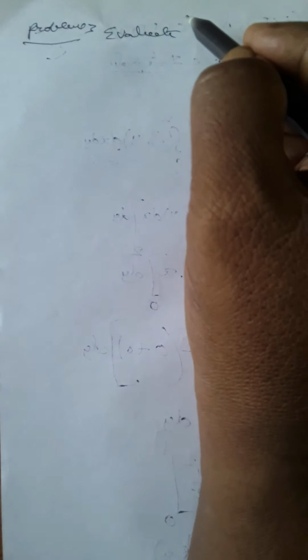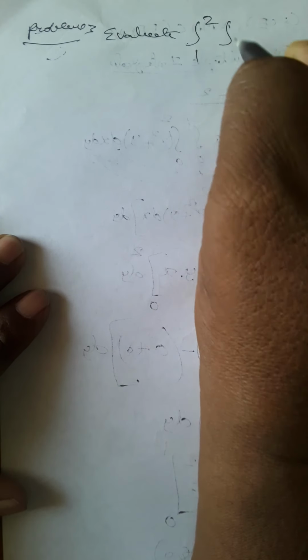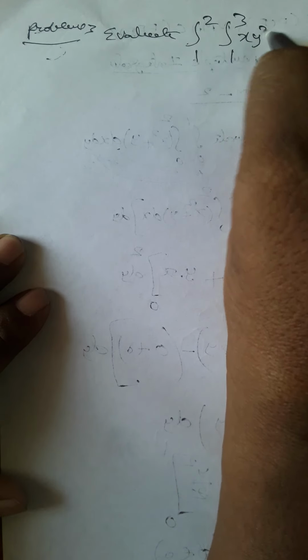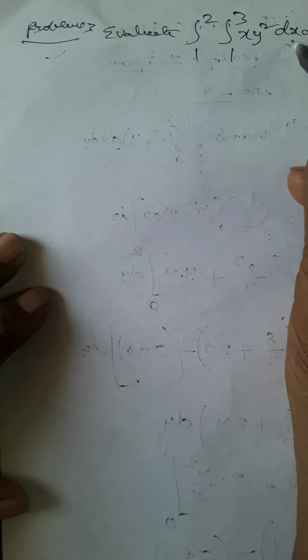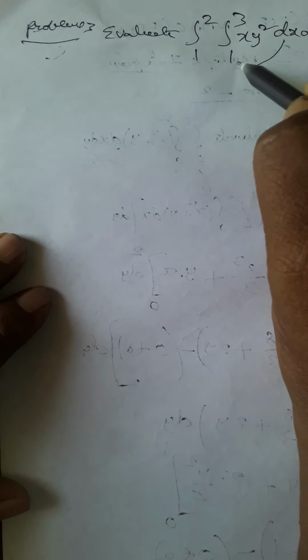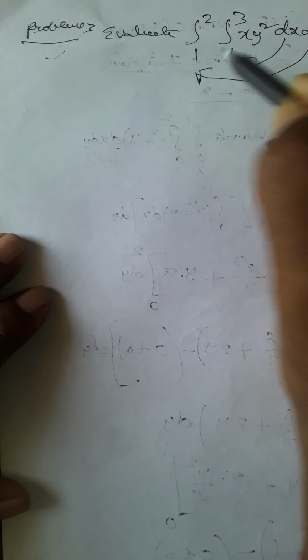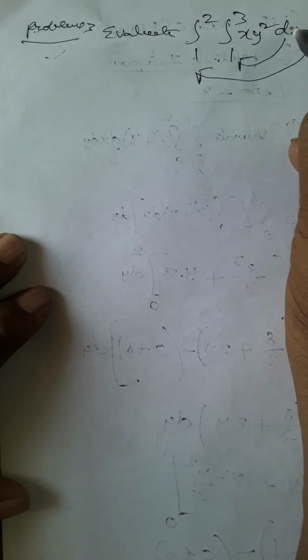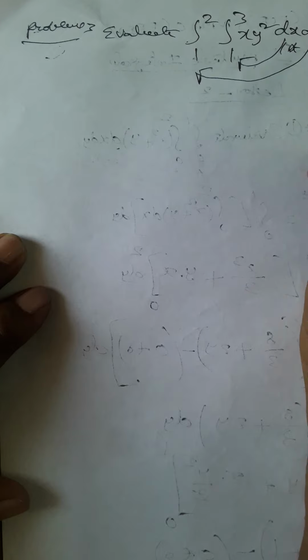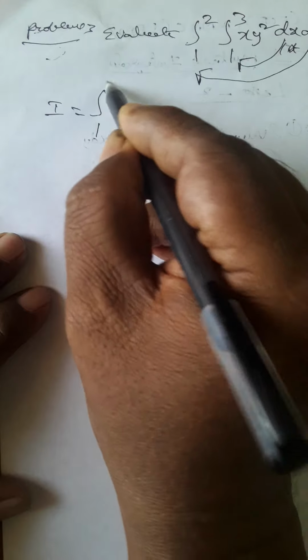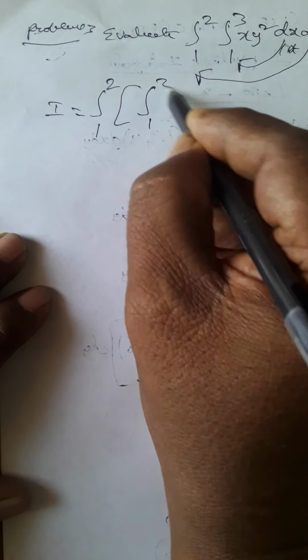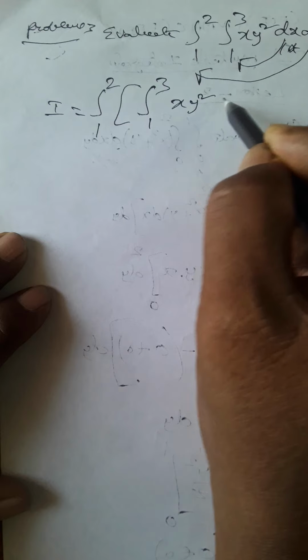Problem 3. Evaluate. Suppose the problem is given: integral 1 to 2, integral 1 to 3, x y square dx dy. Same problem, but the order is dx dy. Here x limits are 1 to 3, y limits are 1 to 2. We have to integrate first with respect to x, second with respect to y. I is equal to integral 1 to 2, integral 1 to 3, x y square dx dy.